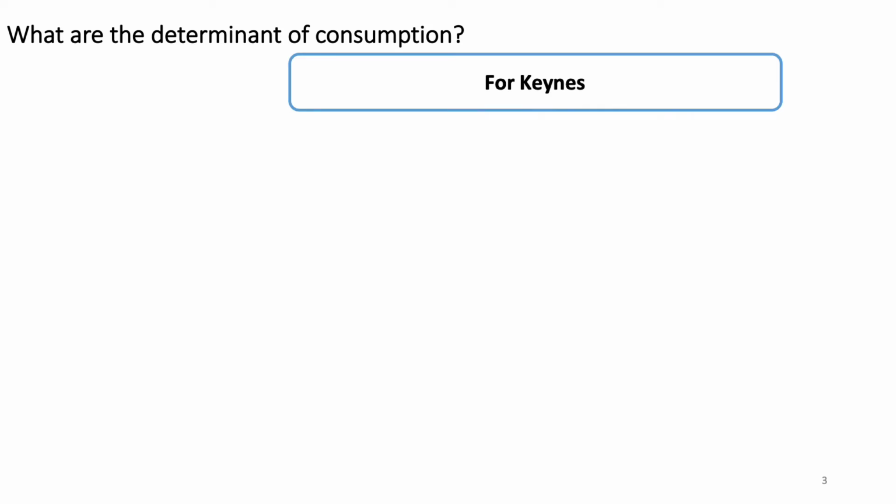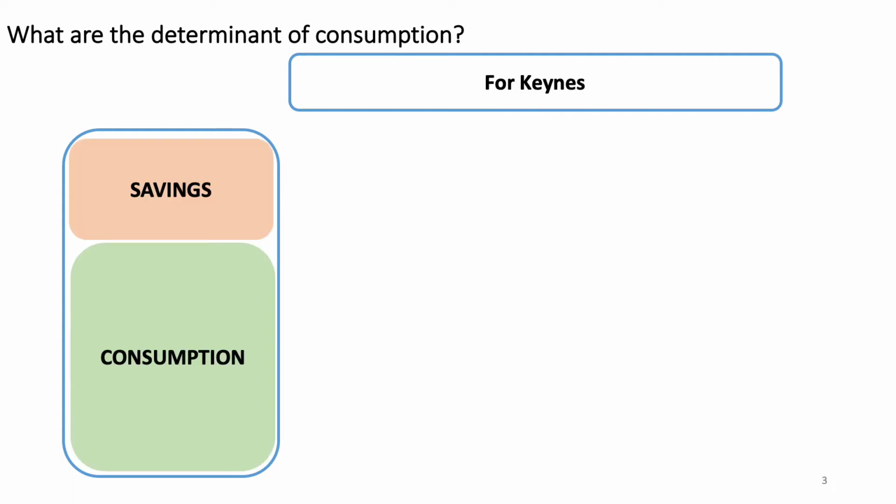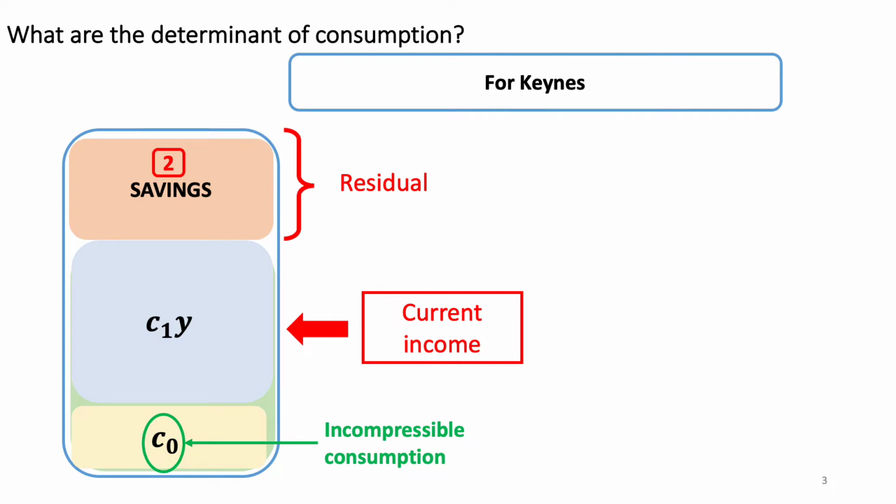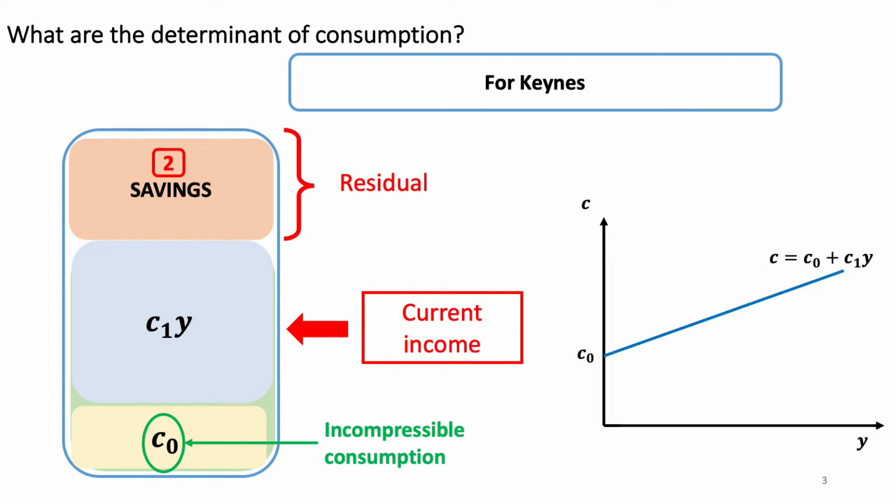Keynes brought some new ideas to the debate. First, he claimed that the focus should be put on consumption and that savings are the residual. Second, he claimed that consumption is determined by the current income and not by the interest rate. He also adds that there is an incompressible consumption, which does not depend on the income and which is an expense dedicated to essential needs, which must be made whatever the revenue. Hence, for Keynes, consumption is an affine function that depends on the current income with an incompressible component.